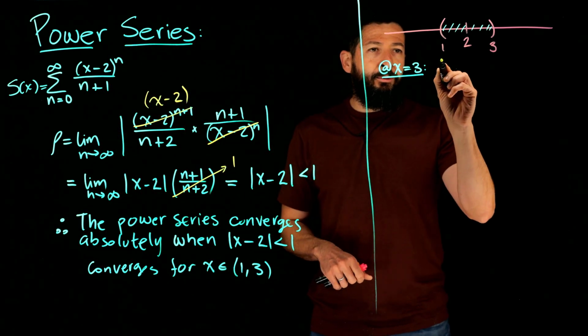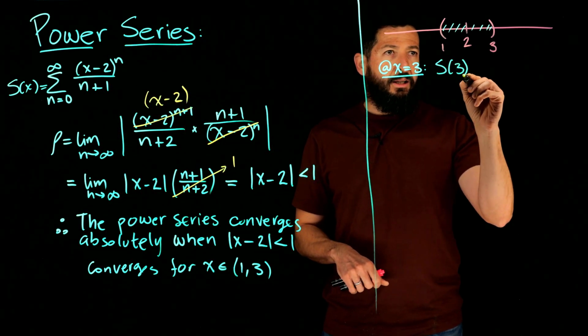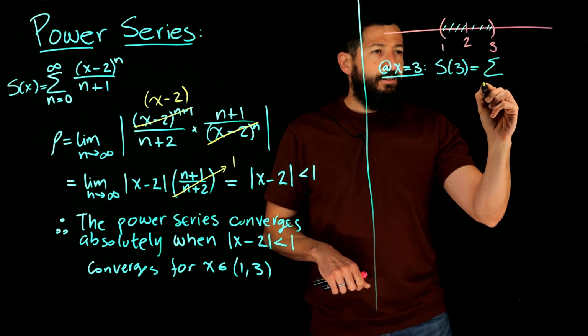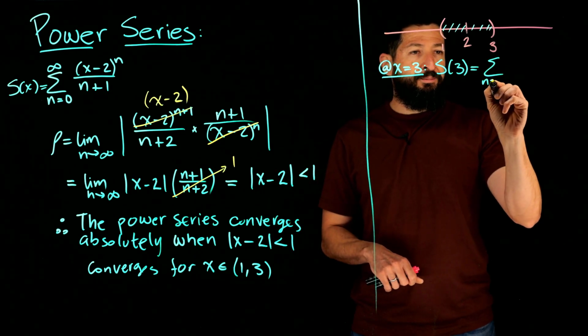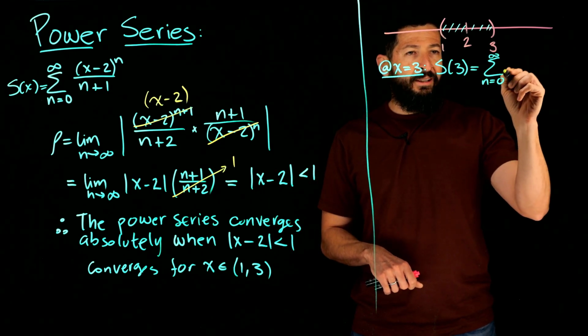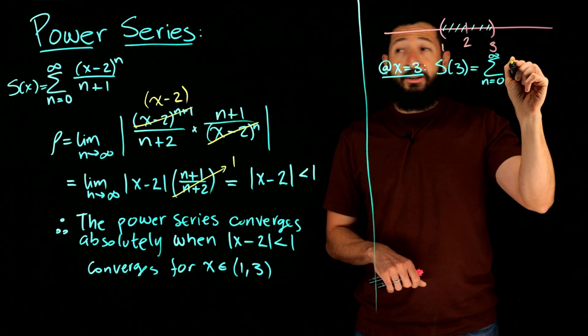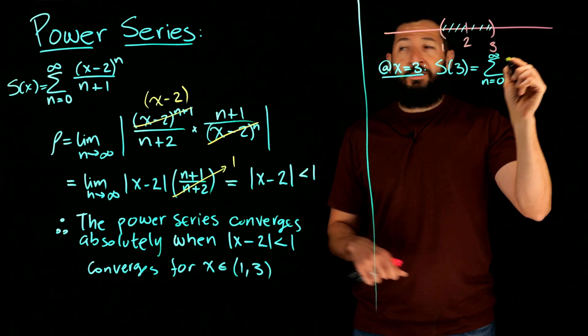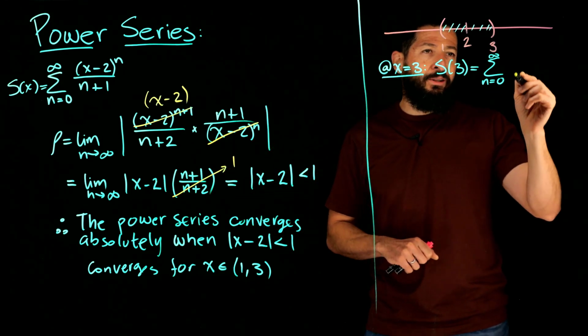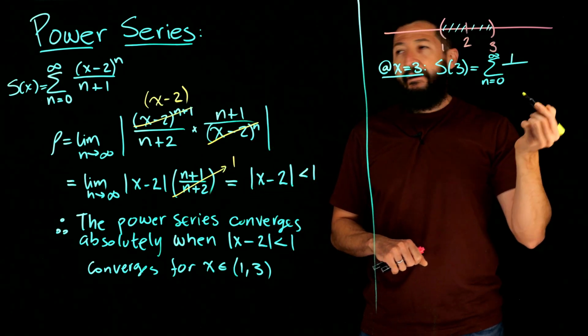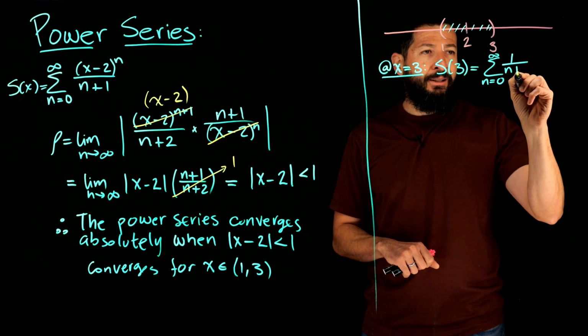So s of 3 will just become the sum from n equals 0 to infinity of, now I'm plugging in 3, which is going to be 3 minus 2 is 1. 1 to the n is always going to be 1, over n plus 1.